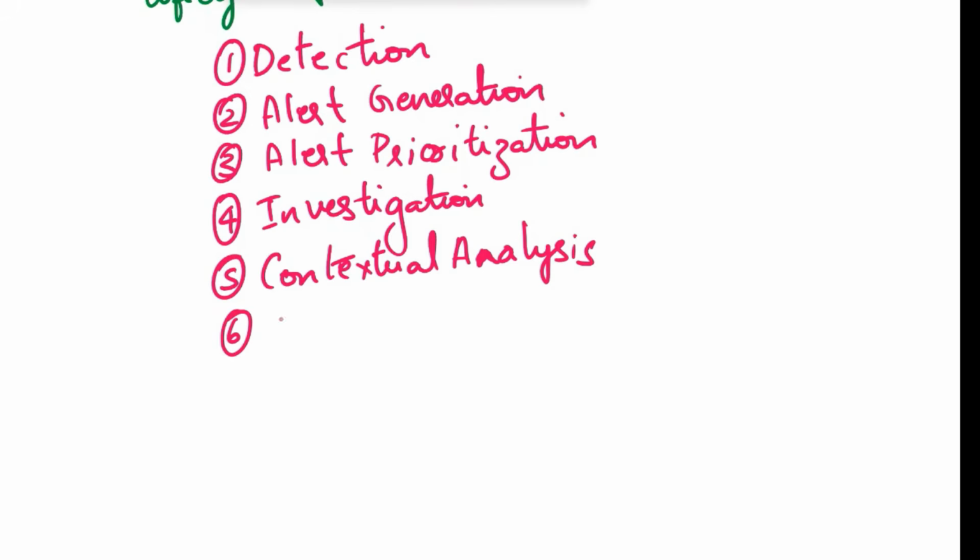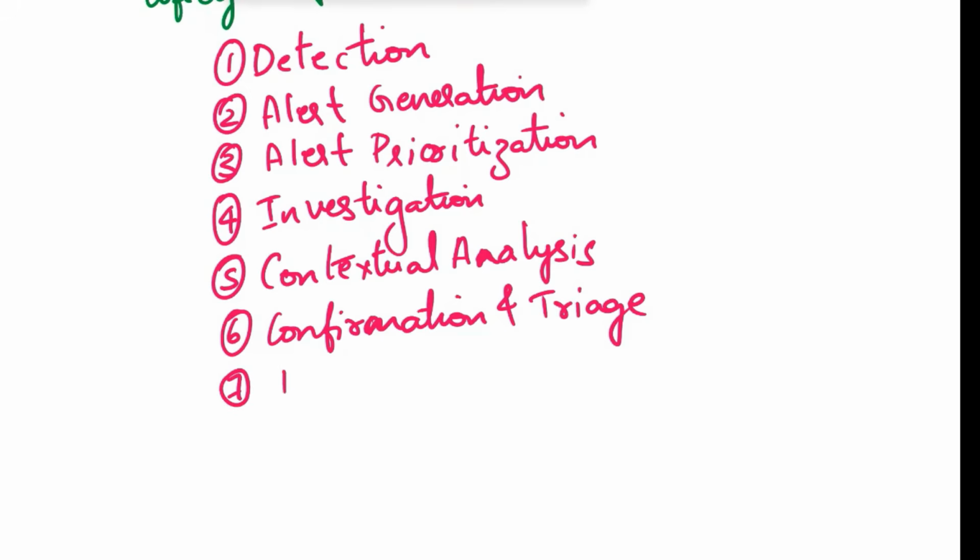Then the next one is confirmation and triage. Based on the investigation and contextual analysis, the security team determines whether the alert is a true positive, a false positive, or requires further analysis. In the case of a true positive, the incident is confirmed and the incident response process is initiated. For false positives, the alert can be dismissed or used to fine-tune the EDR rules.